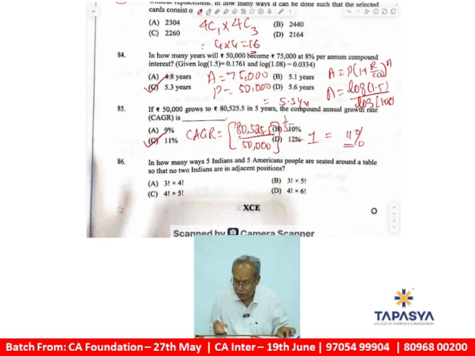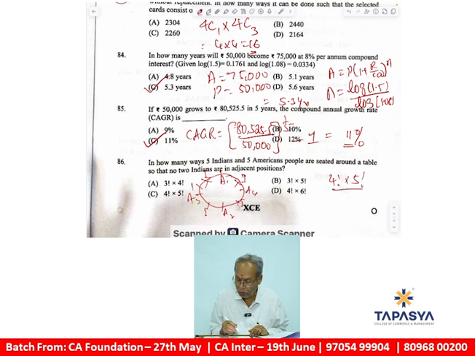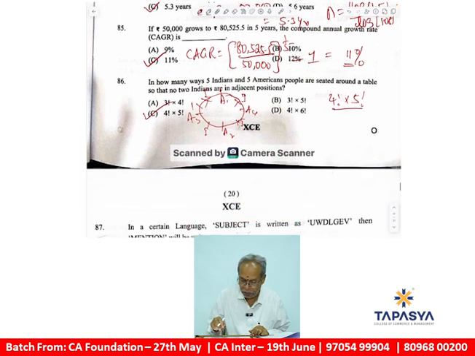Now, in how many ways can 5 Americans and 5 Indians be seated around the table so that no two Indians are adjacent? Americans we will adjust, A1, A2, A3, A4. No two Indians means between every two Americans, an Indian must be adjusted. So 4 Americans around the circle can be arranged in (4 minus 1) factorial ways. There are 5 places left for Indians, so it will be 5 factorial. The number of ways it can be done is 4 factorial into 5 factorial, that is 86.